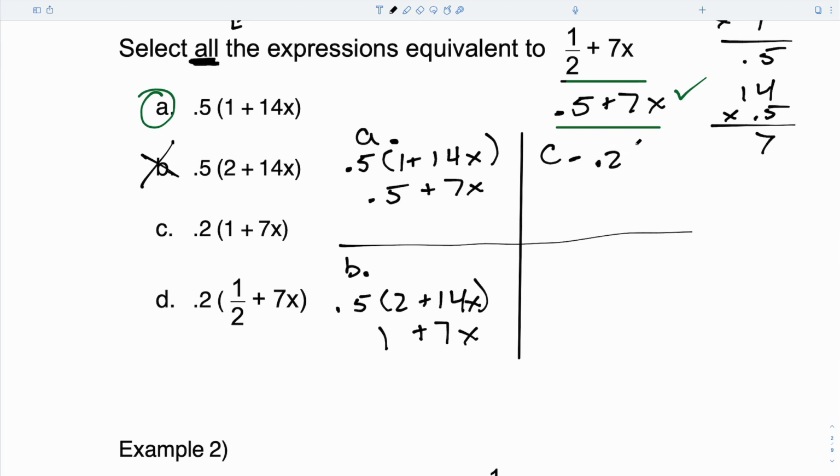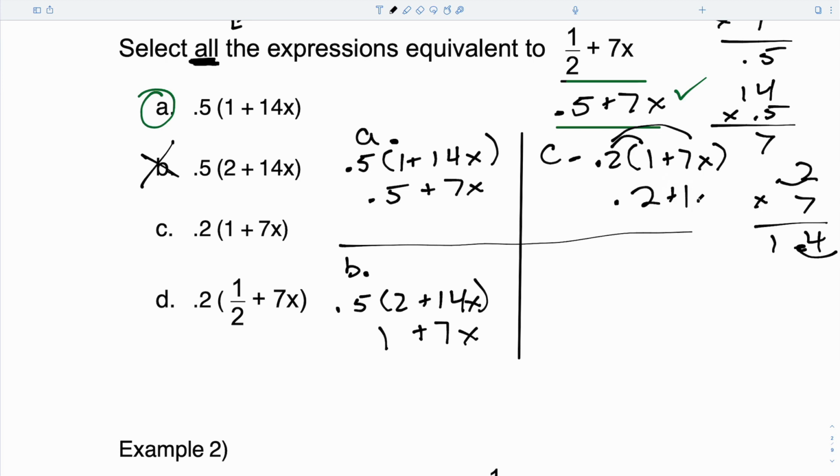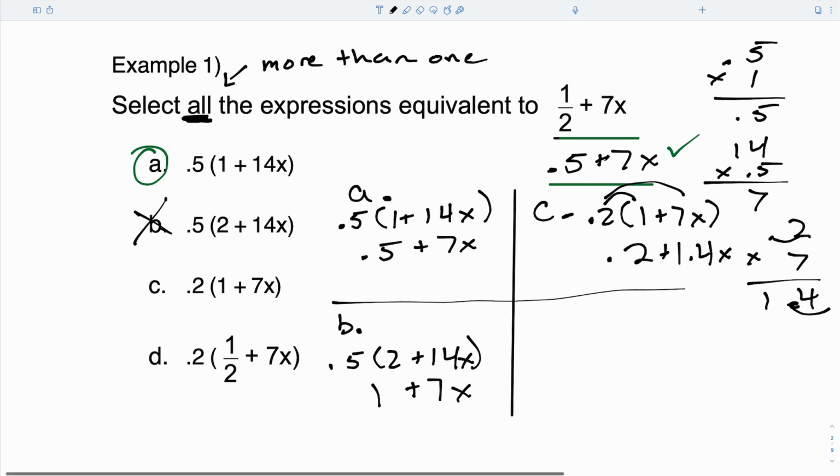0.2 on the outside. 0.2 times 1. 0.2 times 7x. What is 0.2 times 1 going to turn into, Grant? It's just 0.2. What about 0.2 times 7? 7 times 2 is 14. Carry the decimal one place. 1.4 goes next to it. Is that the same thing as 0.5 plus 7x? No, that does not match. Cross it out.